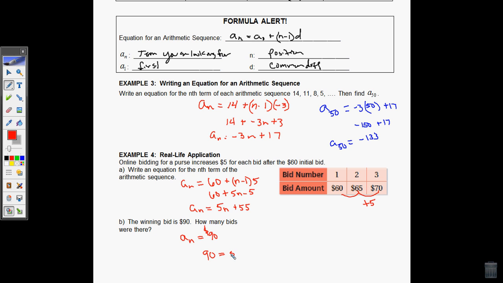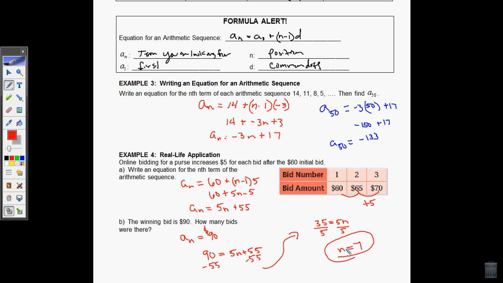90 equals 5n plus 55. And then all I should have to do is solve. I'm going to subtract 55 from both sides, and I'm going to bring this up here so I have more room. That's going to be 35 equals 5n. And then, just to get n by itself, divide by 5. And I'm almost there. I can feel it. N equals 7. Beautiful. So what does this mean?